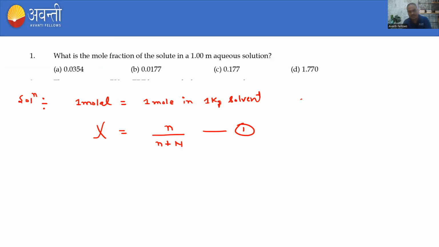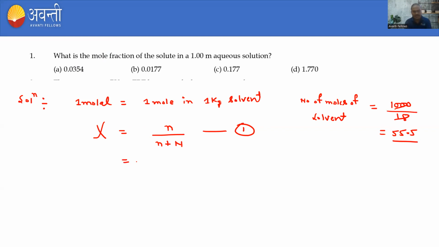So, number of moles of solvent. How will you calculate? We know that mole is nothing but mass upon molecular mass. Here the mass is 1000 gram of water, and the molecular mass of water is 18. When you solve, it comes out to be 55.5. So this is the number of moles of the solvent.